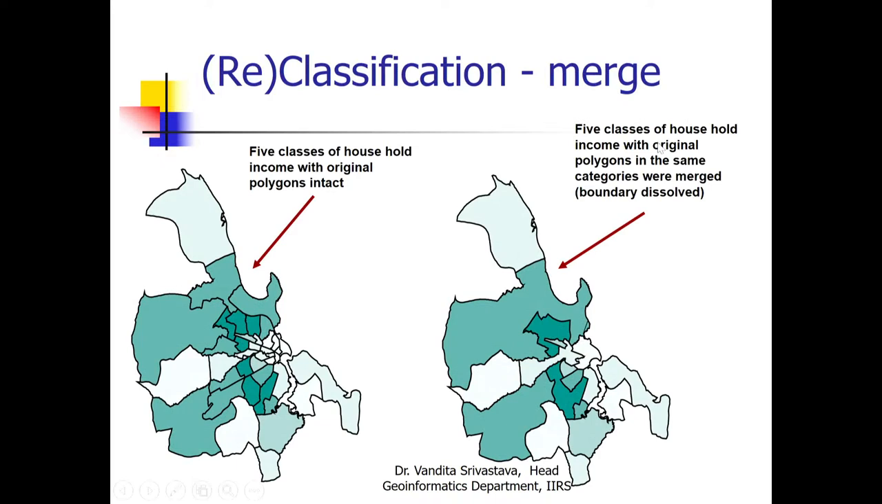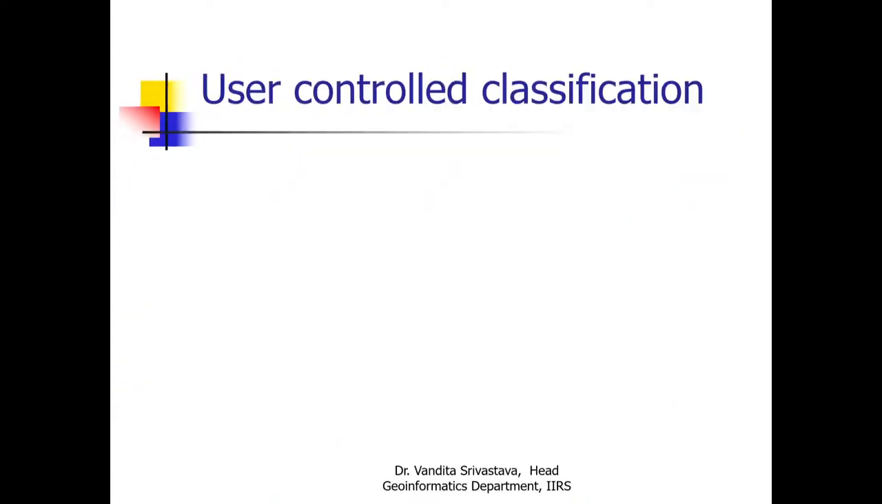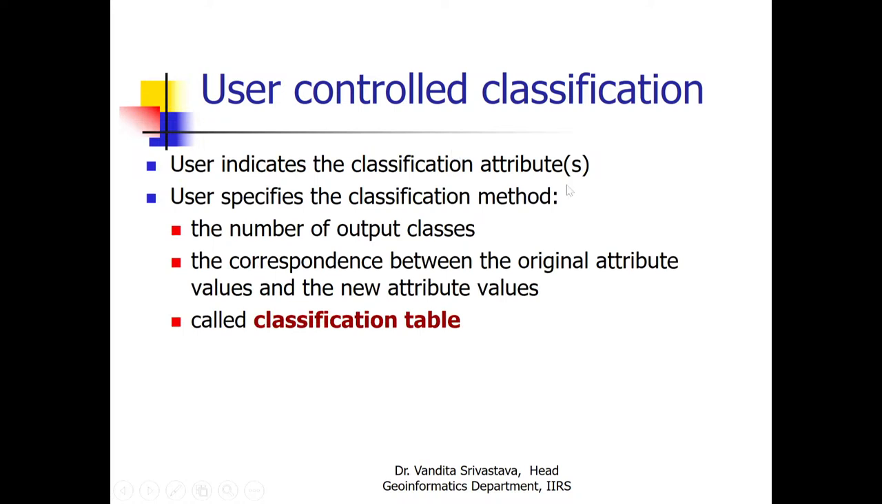This dissolving could be called merging or dissolving. That depends upon how the software is written, what they are calling. So you need to read each and every command, what it represents, so that you can make best use of it. Okay. Now user control classification, I told that the user indicates the classification attributes and specifies the classification method.